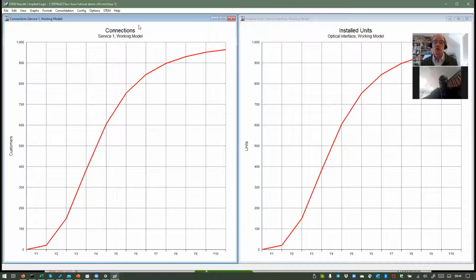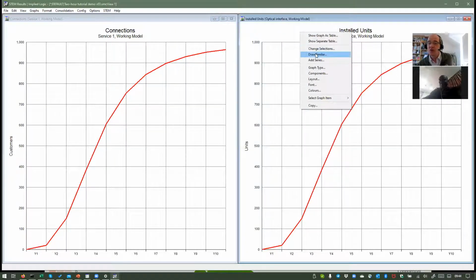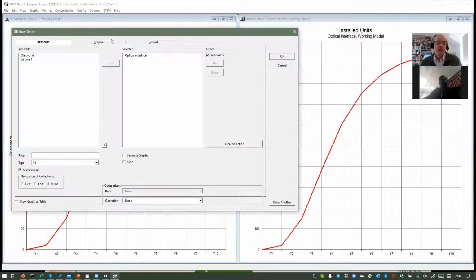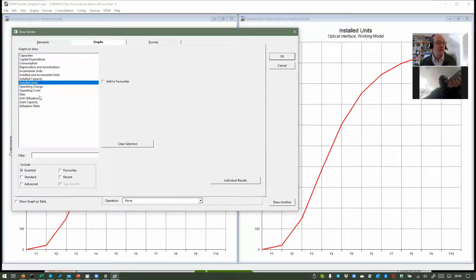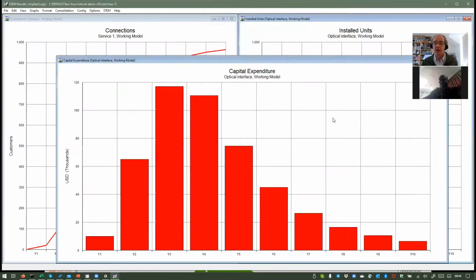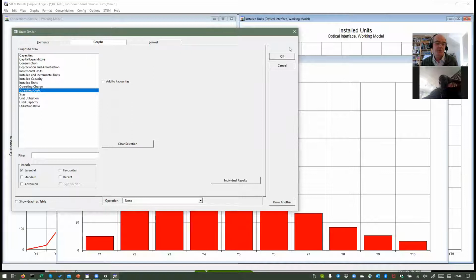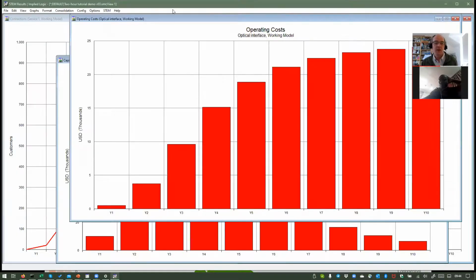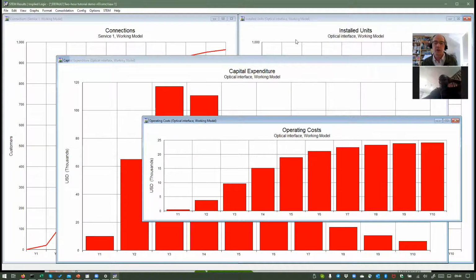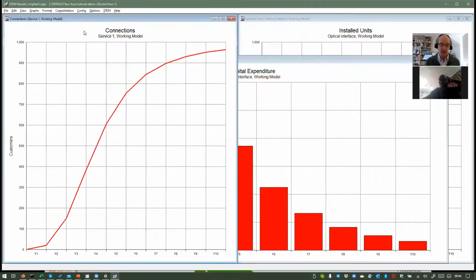The only other thing that I could draw, which I will draw, is from this graph, I can draw similar. And for the optical interface, I'd like to look at the capital cost, which is there, capital expenditure. And I could say, let me draw the operating costs. And let me just quickly tile these graphs. So I'll go 1, 2, 3, 4, let me tile those.